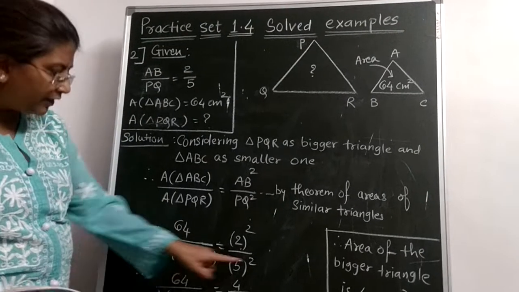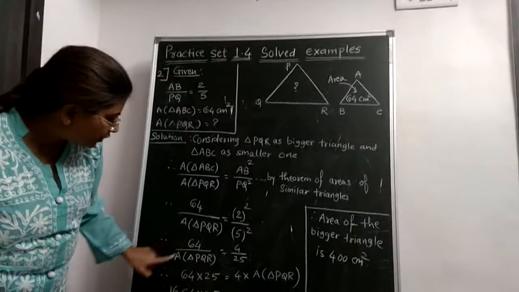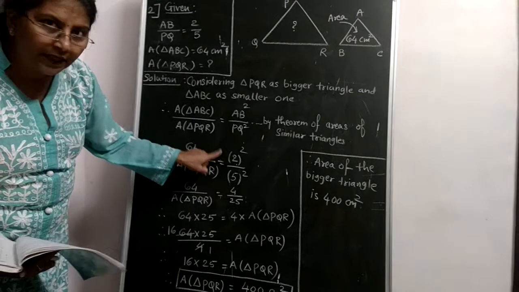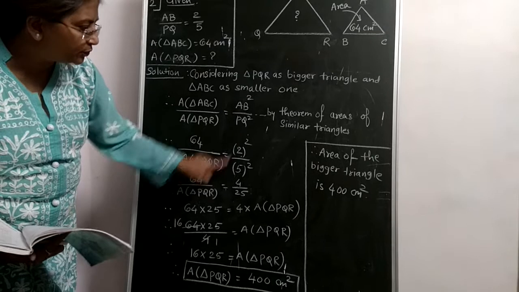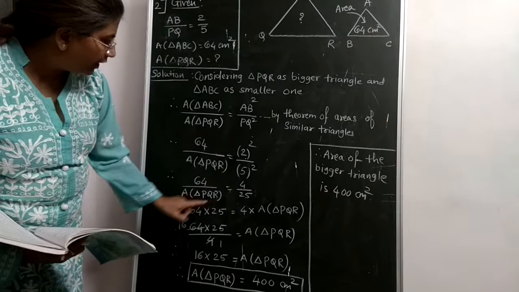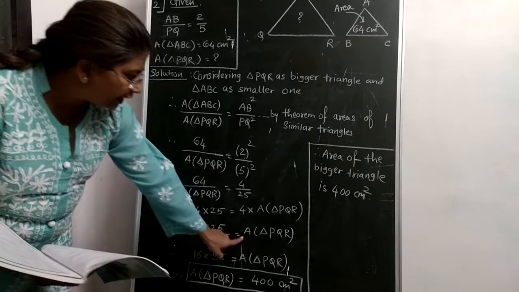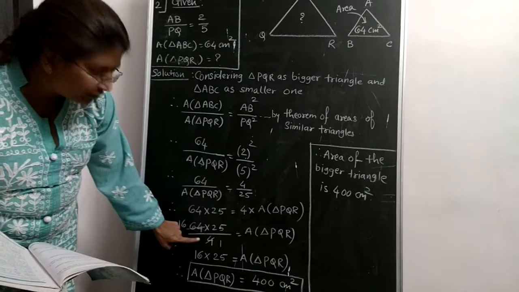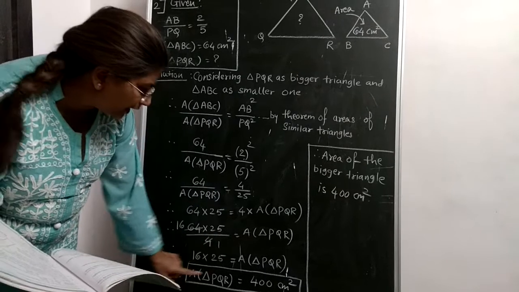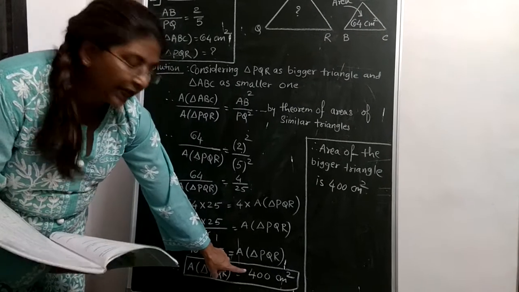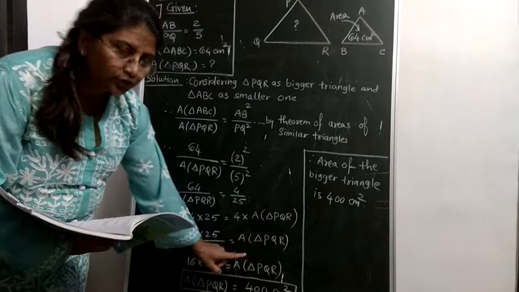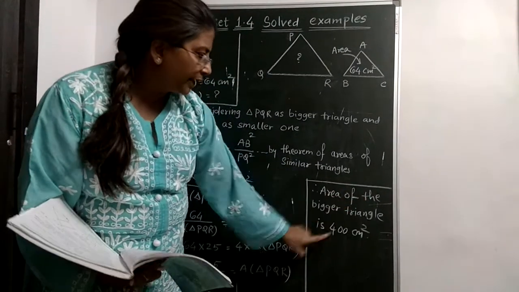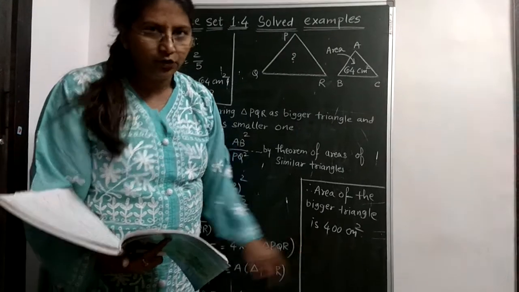When we solve this, 64 upon area of triangle PQR equals 4 is to 25 by squaring 2 and 5. The square of 2 is 4 and that of 5 is 25. When we cross multiply, we will get area of triangle PQR equals 64 multiplied by 25 and 4 will divide. If we solve this, we will get the area of triangle PQR as 400 centimeter square. So finally we will write the answer: area of the bigger triangle is 400 centimeter square.